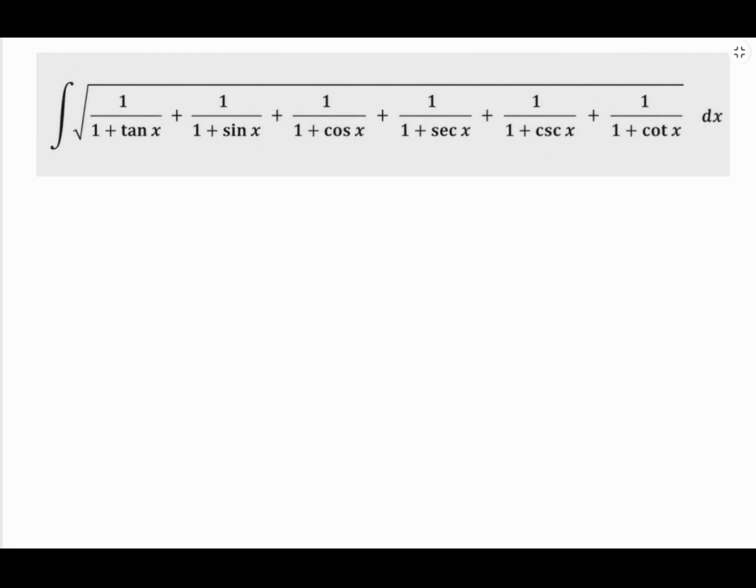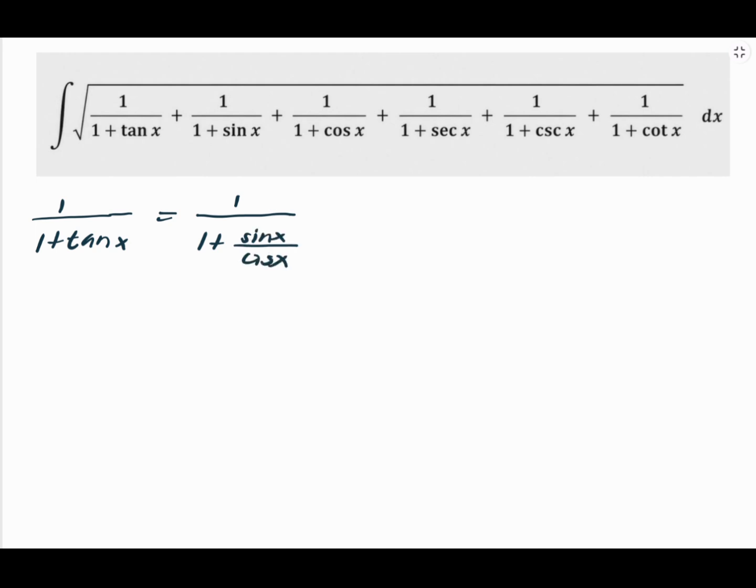This integral looks complicated, right? However, there is a trick to solve this. So first, let us express everything in terms of cosine of x and sine of x. So this 1 over 1 plus tangent of x, where tangent of x is sine of x over cosine of x.